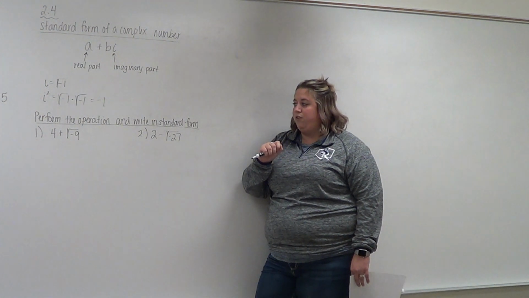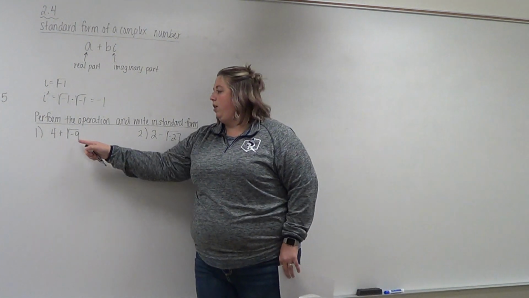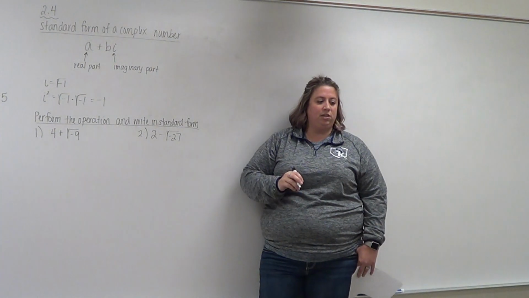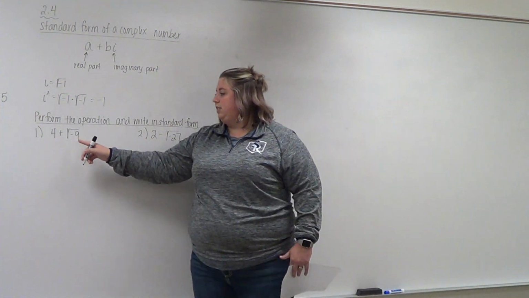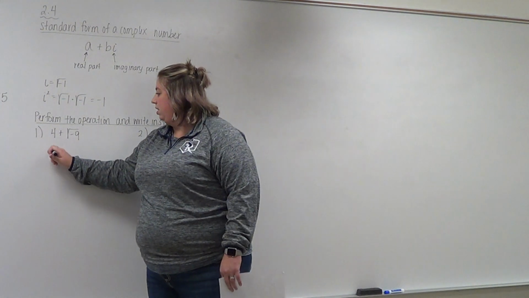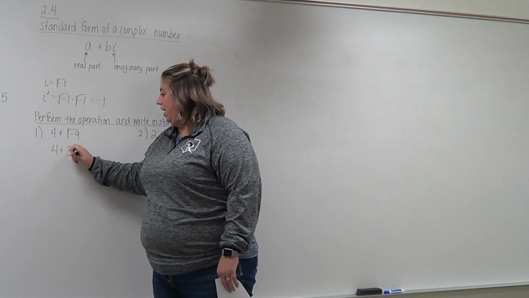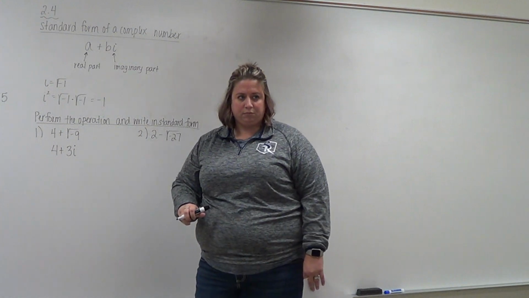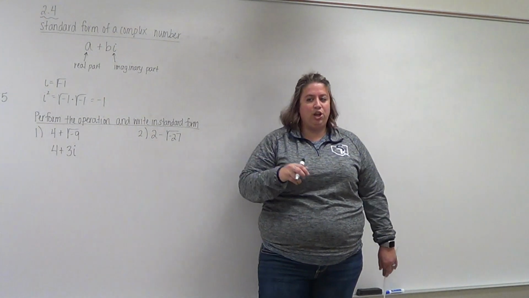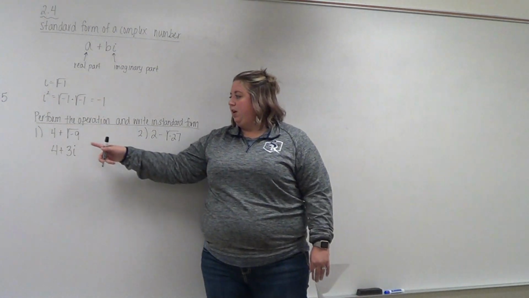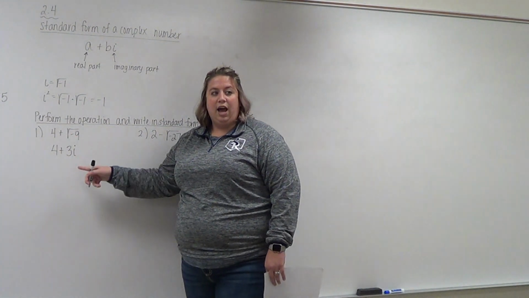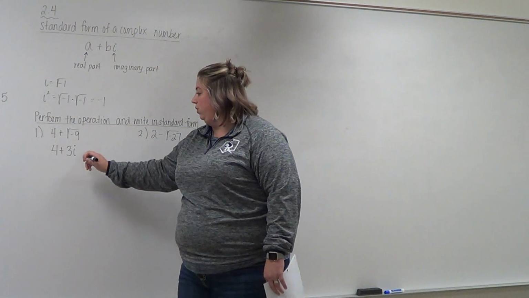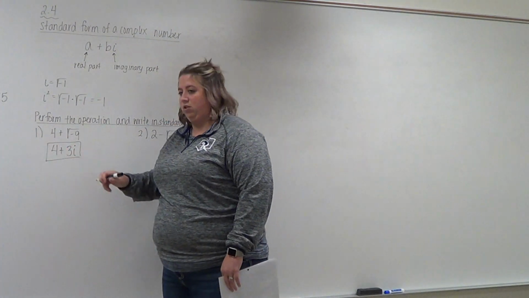Alright, so when you're simplifying, look at the square root. Okay, is the square root of 9 perfect? Yes. Okay, square root of 9 is 3. Since it has a negative, that means it has an i that goes with it. So you do the square root like you would normally do, but because there's a negative inside, that means you have an i. Okay, i part comes second, real part comes first, so that is your answer.